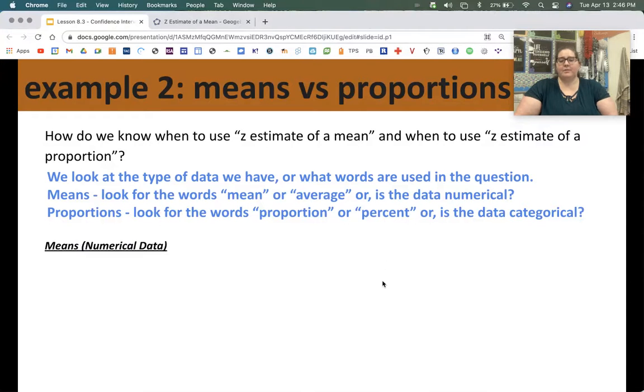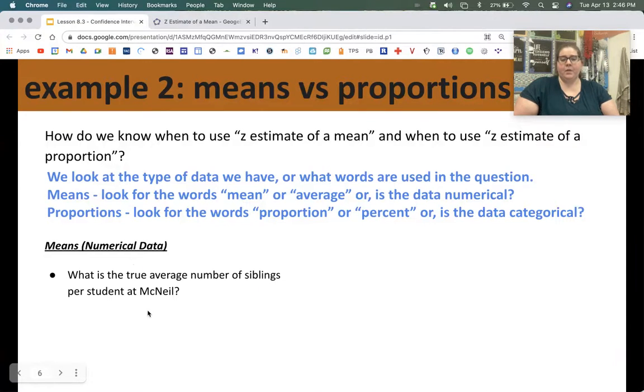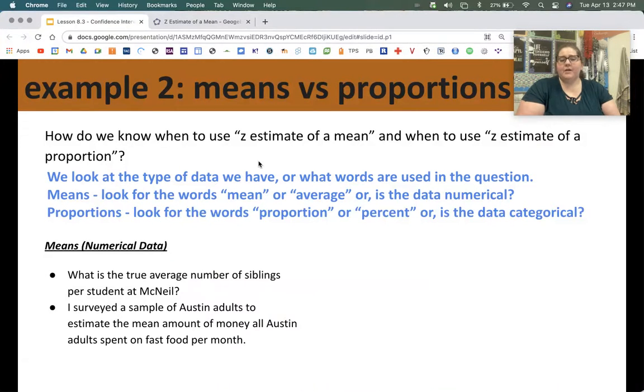So just a few examples of each. Some examples of problems that would be means, so we would use the estimate of a mean, would be if I said, what's the true average number of siblings per student at McNeil? Okay, so average. So we know we're using means because it said the word average. I surveyed a sample of Austin adults to estimate the mean amount of money all Austin adults spent on fast food per month. So I see the word mean in there. I'm talking about an average.